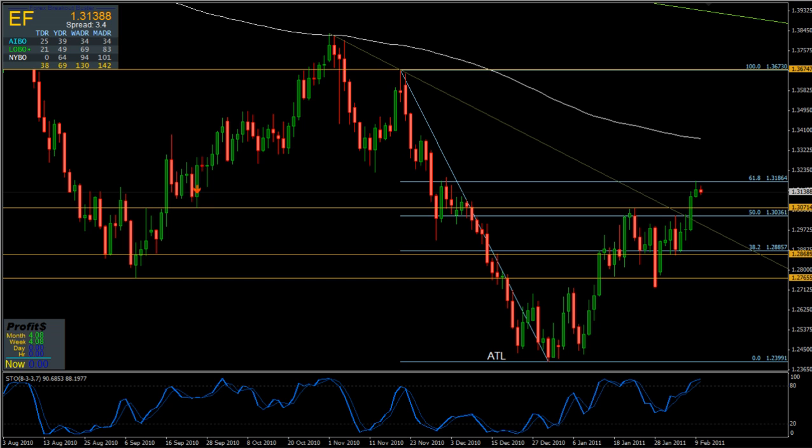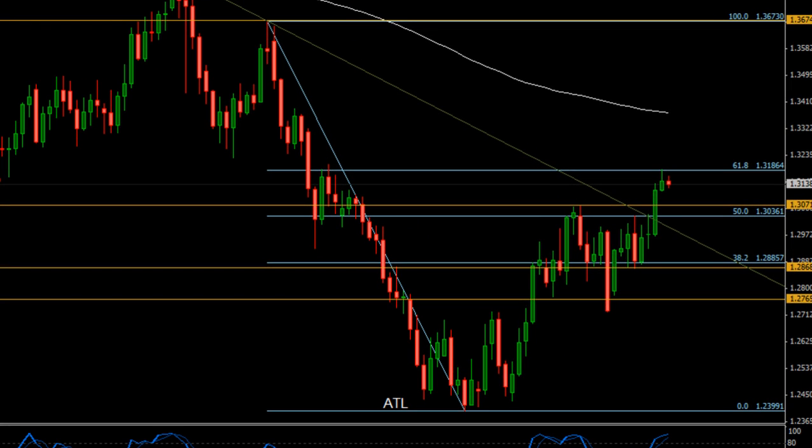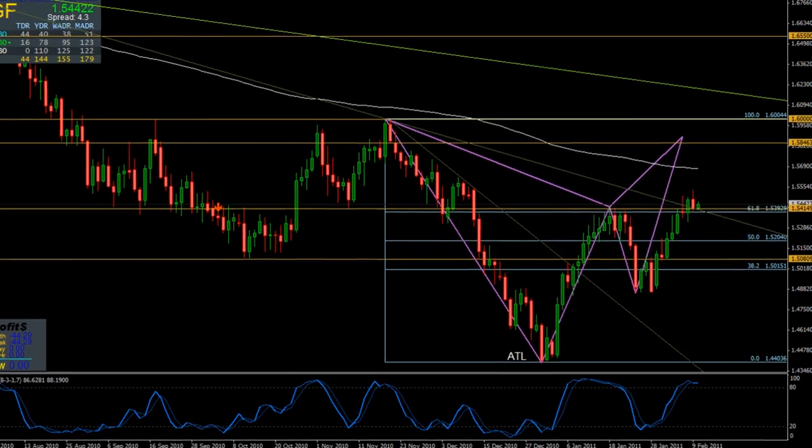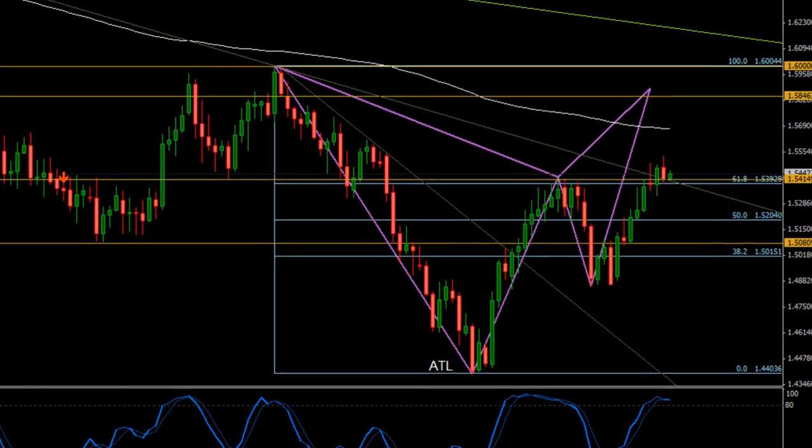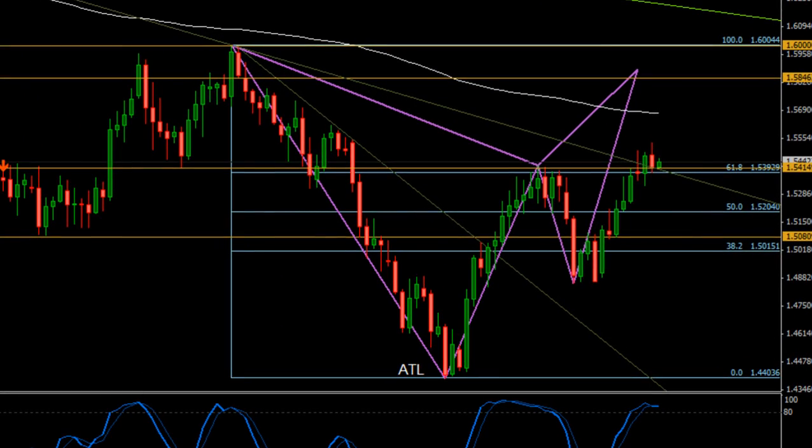On the Euro Swiss franc, I am looking for bearish candlestick formations to possibly take this short off of the 61.8 fib retracement level. Similar Gartley pattern on the pound Swiss franc as we saw on the dollar Swiss franc. And in this case, I might not wait for price to get all the way back up to here, but look at the 200 EMA instead for candlestick formations to go short.